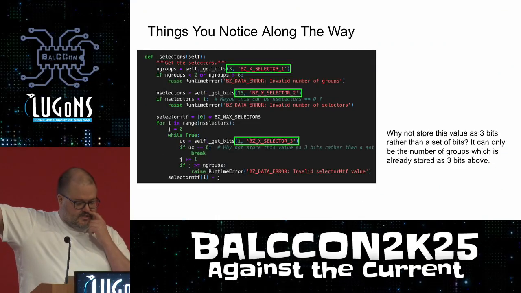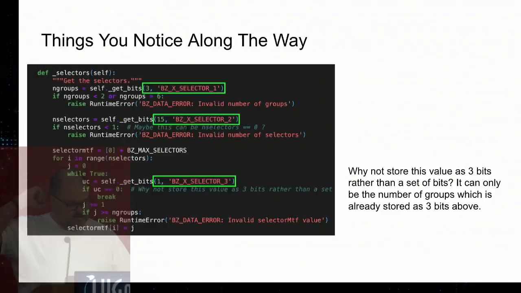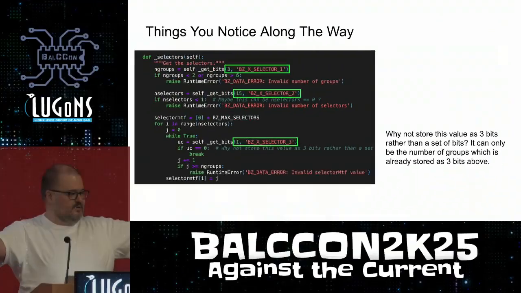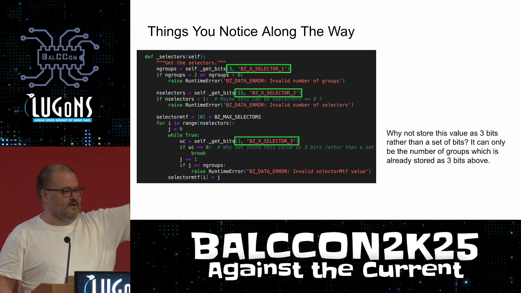But so the selector 1 at the top stores a number in 3 bits, right? So it's a 3-bit number. And then BZ selector 2 stores a number in 15 bits, okay? Then you've got selector 3, which the number that it can store is actually smaller than a number that you can store in 3 bits, but they decided to store it in a null terminated bit stream.